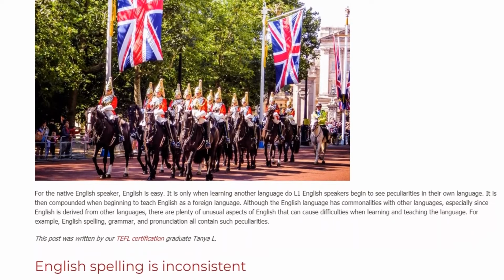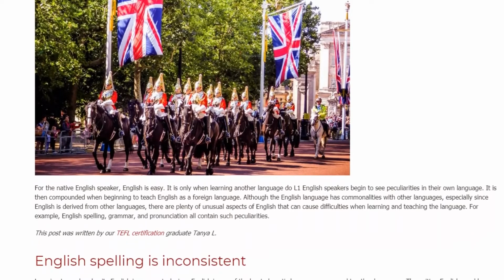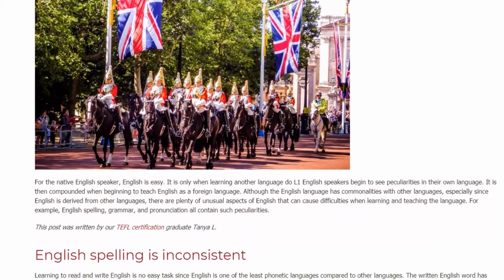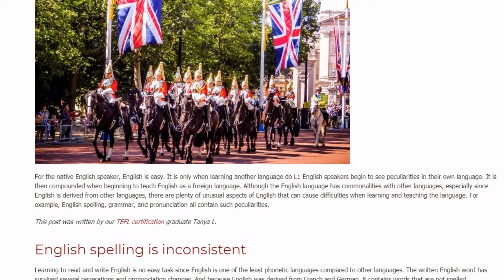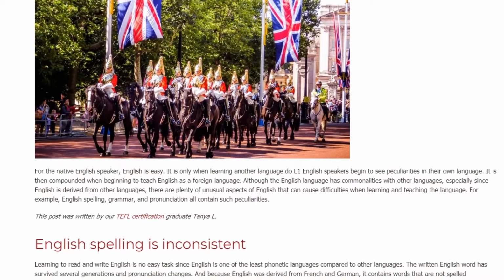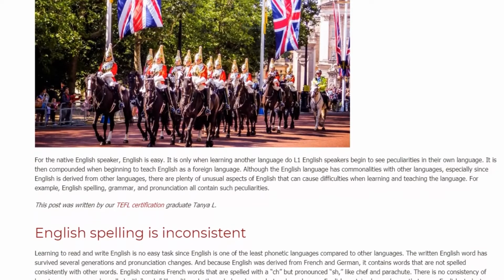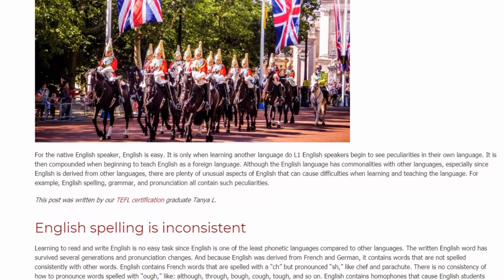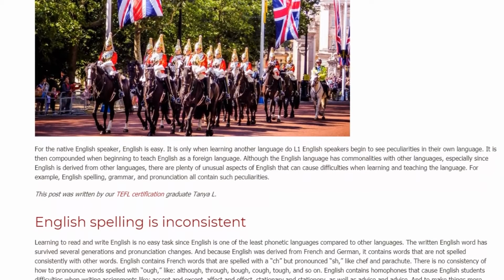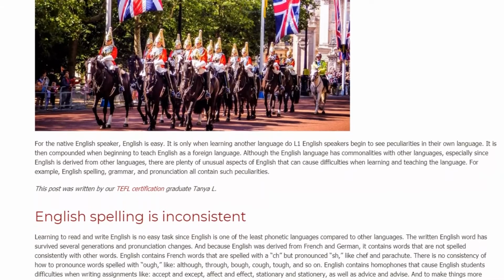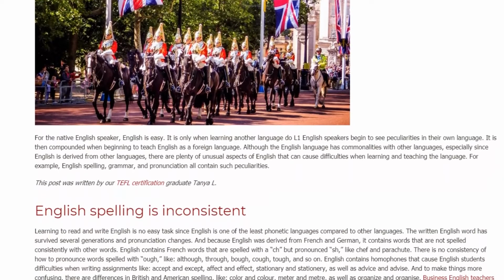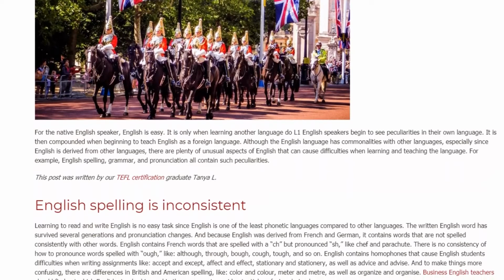English spelling is inconsistent. Learning to read and write English is no easy task since English is one of the least phonetic languages compared to other languages. The written English word has survived several generations and pronunciation changes. And because English was derived from French and German, it contains words that are not spelled consistently with other words.